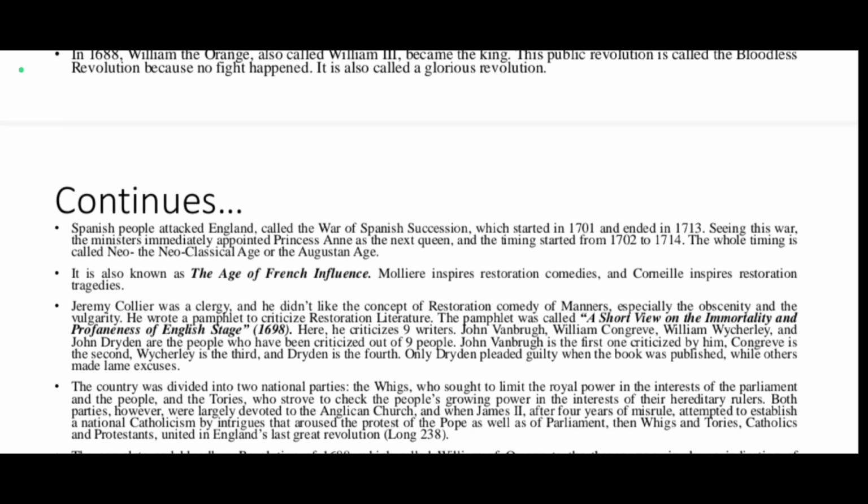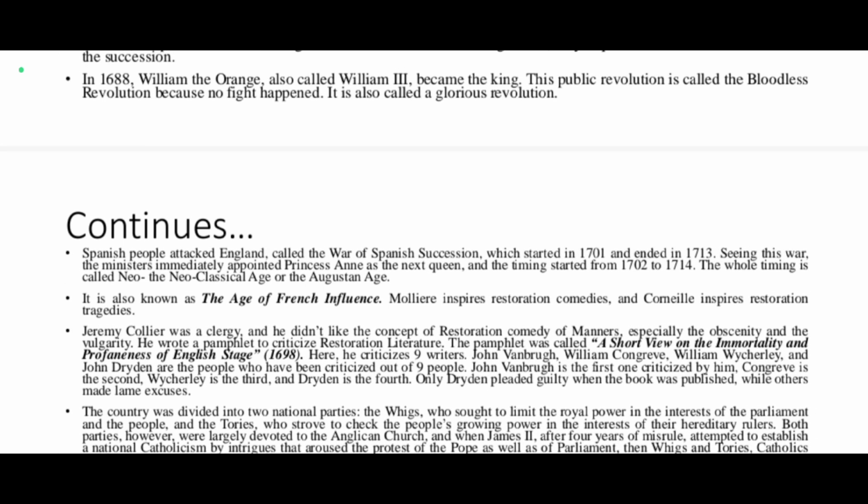And then Spanish people wanted Princess Anne to become the queen of England, but England was against it, and then these Spanish people attacked England, and this is how Princess Anne became the queen. It is also known as the age of French influence because Molière, who came from France, inspires the Restoration comedies, and Corneille, who also came from France, inspires Restoration tragedies.